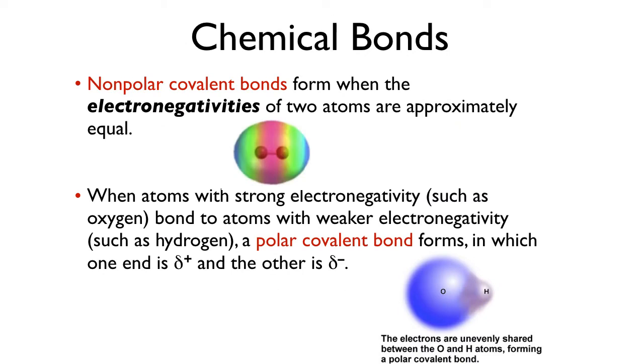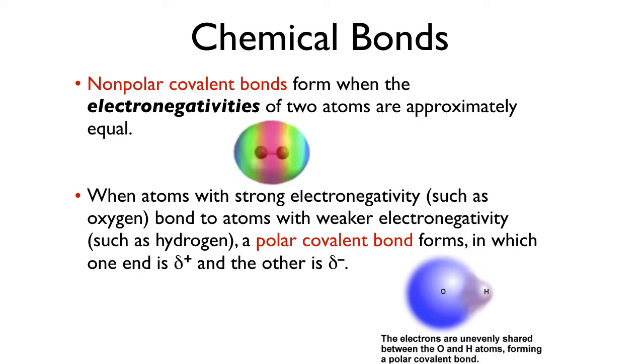We saw that there are two types of covalent bonds, the non-polar covalent bond where the electronegativities of the atoms involved in the bond are the same or relatively close, so that the result is that the electrons being shared are shared equally between the two atoms. So there isn't a relative charge difference between the ends of this molecule.